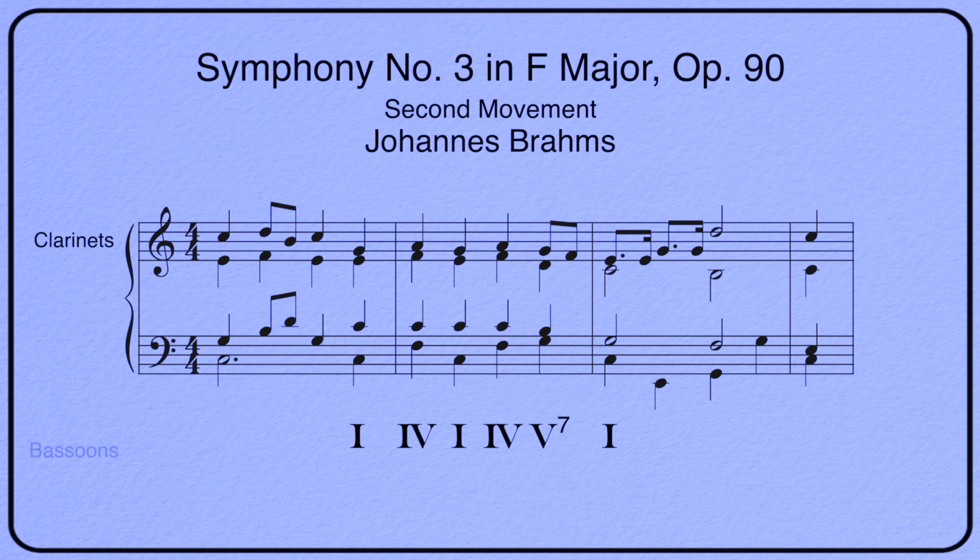Brahms has the clarinets and bassoons arranged in our familiar 4-part chorale style. Starting on 1, we go to 4, then right back to 1. So that's a brief plagal cadence. But then we return to 4, and this time we go to our 5-7 chord. So the second time our 4 chord functions as a predominant. Listen again to how well the 4 chord works either way.